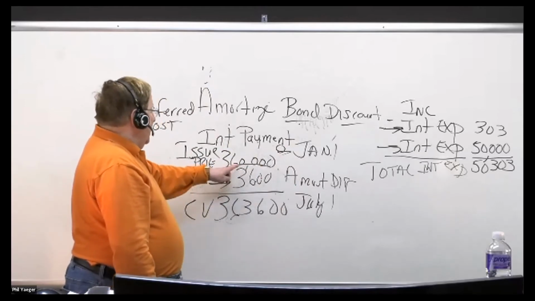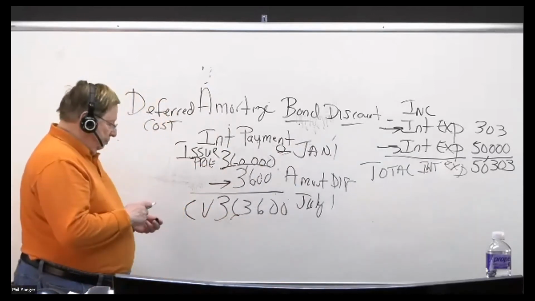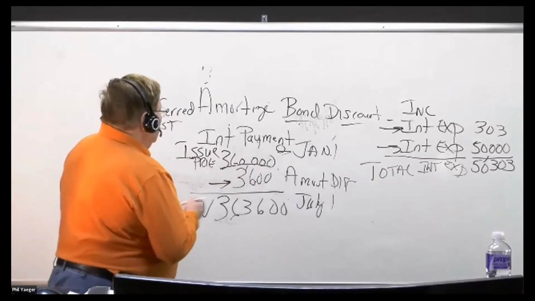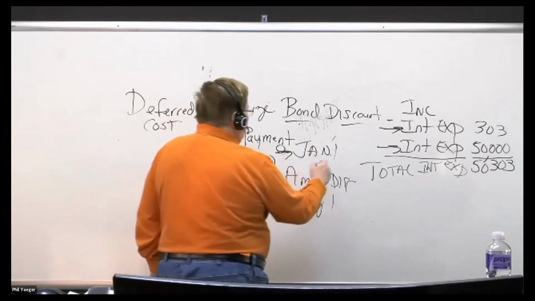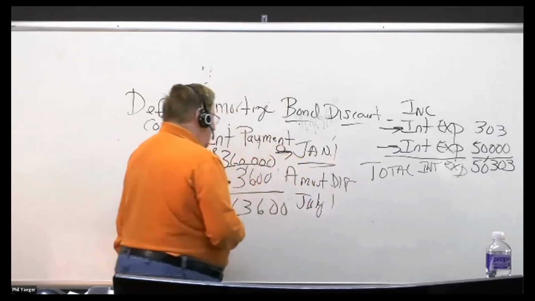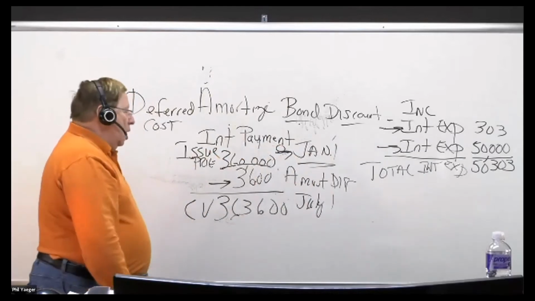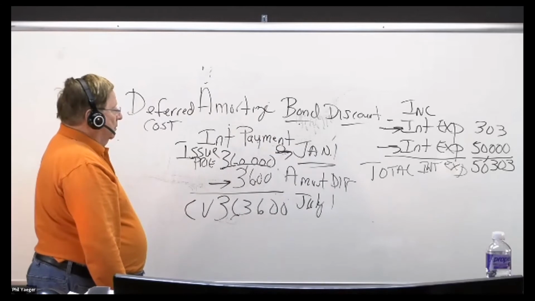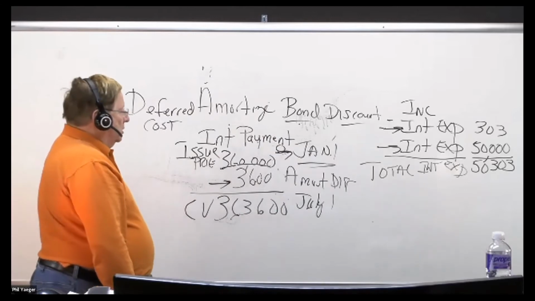So that gives you the carrying value at July 1st. No, I'm sorry. The carrying value of January 1st is what? 360? Yes or no? The 363,600 is the carrying value at July 1st. So what's the carrying value at the issue date? When did they issue it? January 1st.